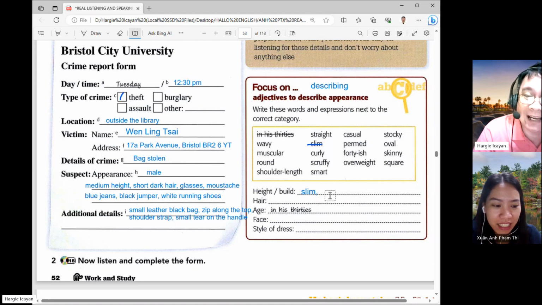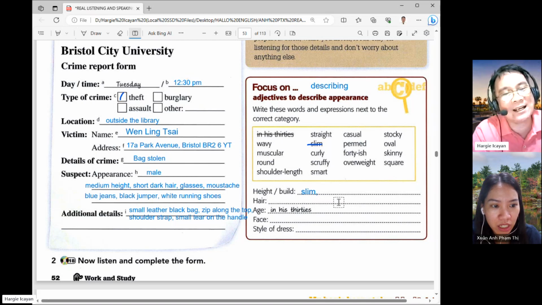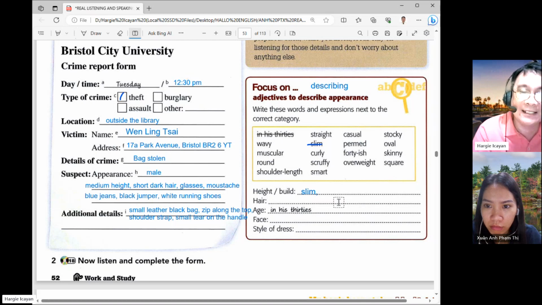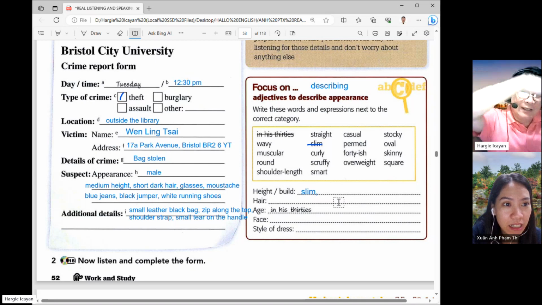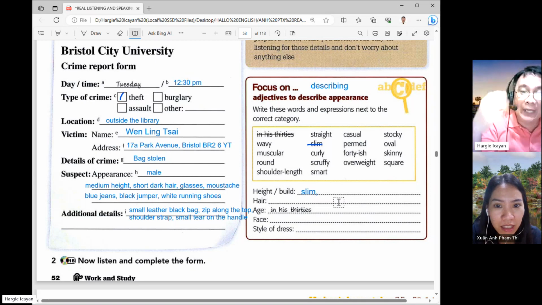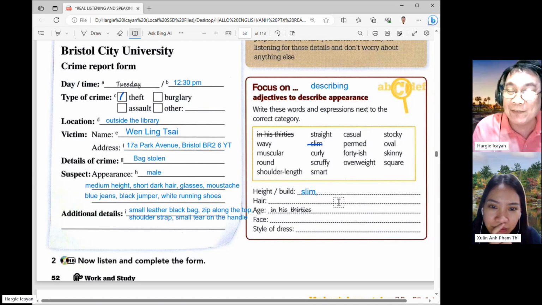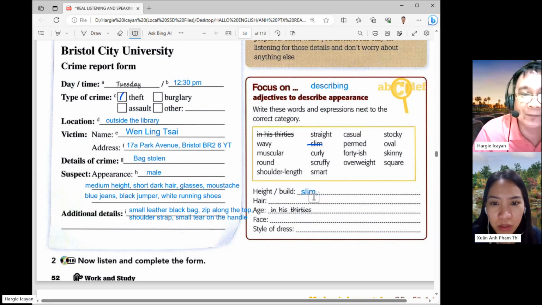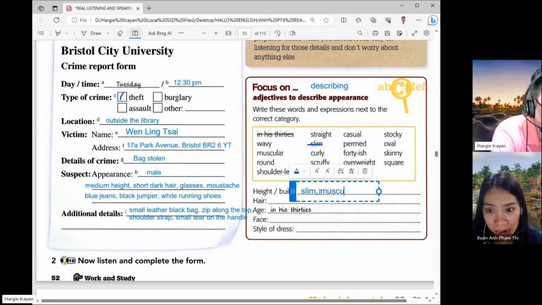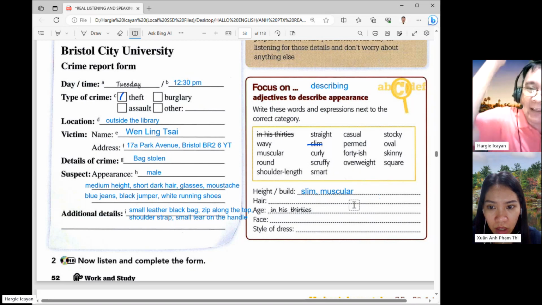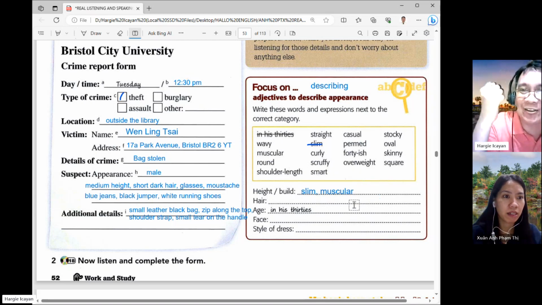Casual, okay. We cannot say that the height is casual or the build is casual, because when we are talking about the height, we're talking about the height of the person, or the build, that means the body, the physical appearance. How about muscular? Yes, okay. So we can say that he has a muscular body. That means a lot of muscles, right?